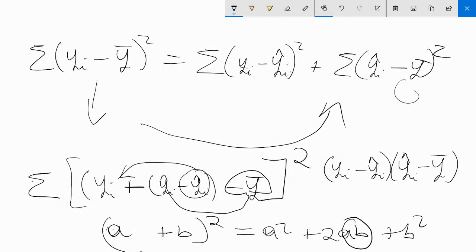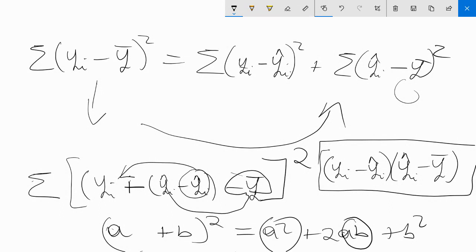The difficult part is here. This term is equal to 0. So I want you to prove that this term is equal to 0, because the other terms are straightforward. The middle part, because a squared is this part, and b squared is this part, but 2ab must be equal to 0. So I want you to get that.